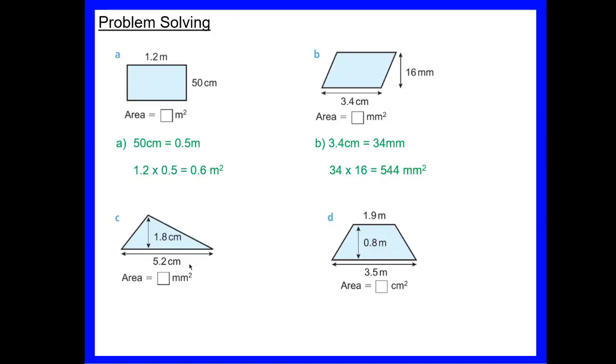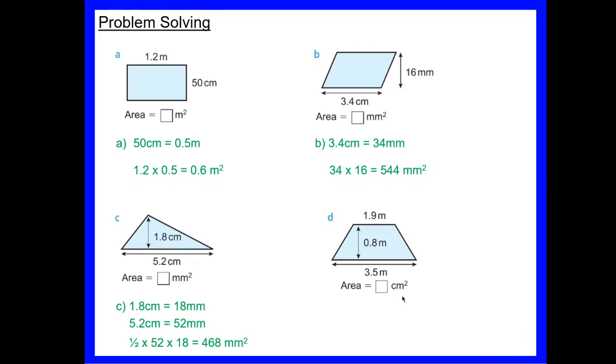Down to our triangle here, we'd like the answer in millimeters squared, and we've got the units both in centimeters squared. So we can do either way this time. We can either find the area and then convert it, or convert and find the area. Personally, I like to convert the units first. So I'm going to change the 1.8 centimeters to 18 millimeters, and the 5.2 centimeters to 52 millimeters. To find the area of a triangle, it's half the base times the height. So half times 52 times 18 is 468 millimeters squared. If you found the area first and then converted, you should still have the same area.